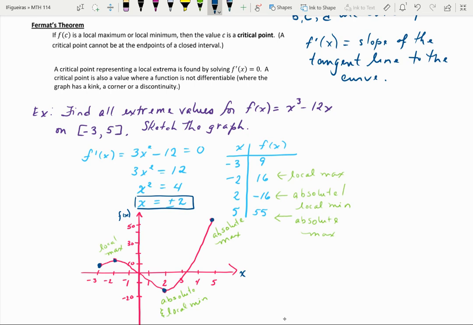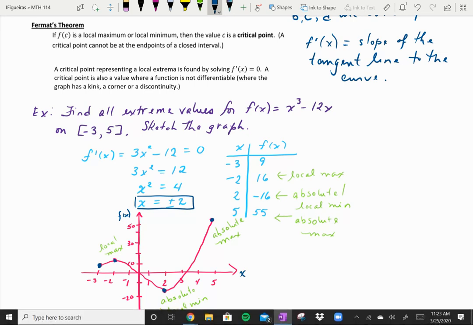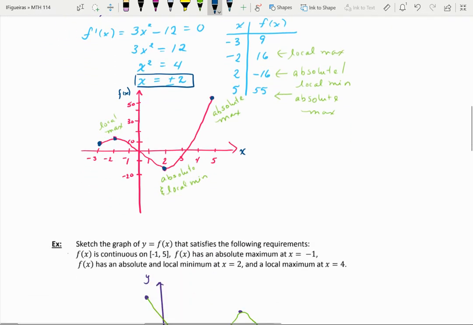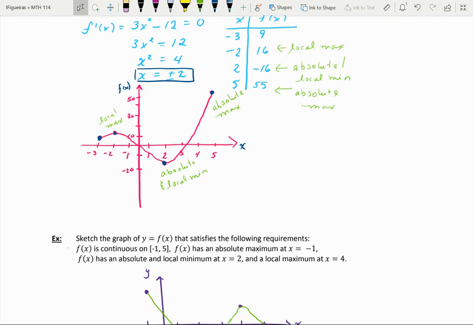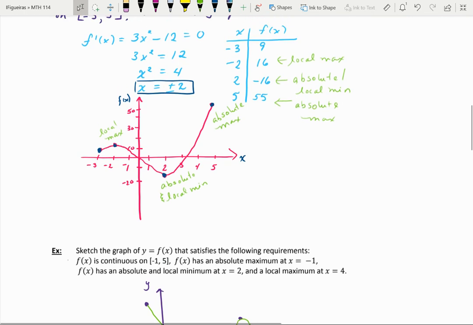I have an absolute and a local min at 2, -16. And I have an absolute max at 5, 55. And -39 isn't anything special other than the beginning of the interval. All right, so let's look at this topic with a different perspective.